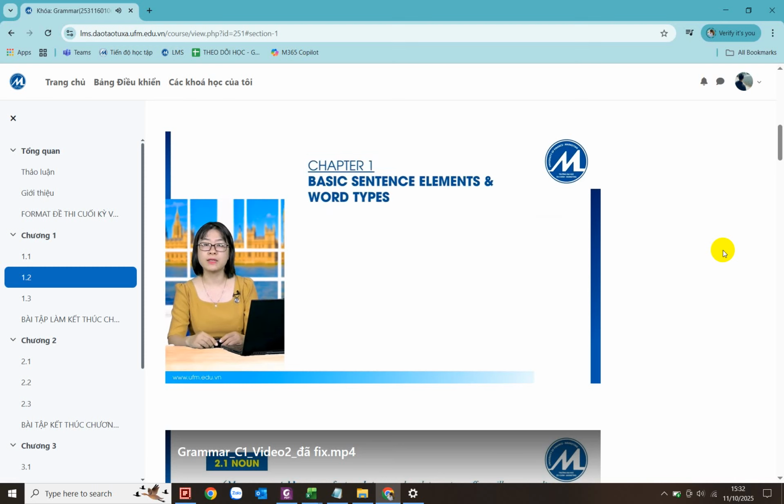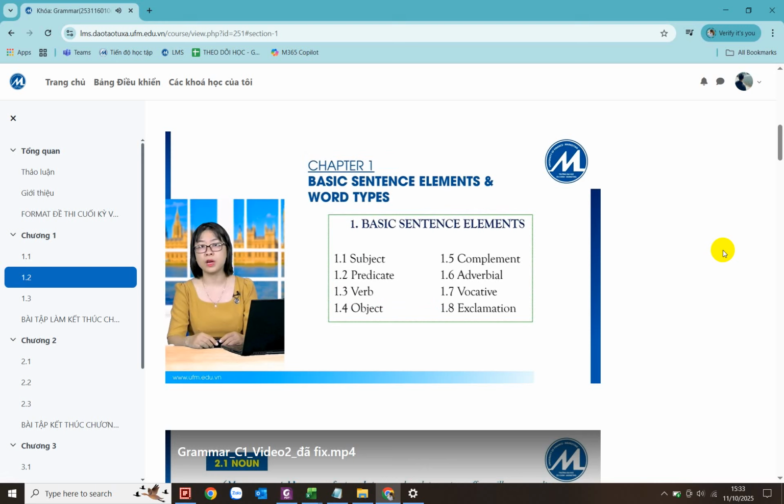So today I have just introduced to you 8 basic elements in an English sentence, which are subject, predicate verb, object, complement, adverbial, vocative, and exclamation.